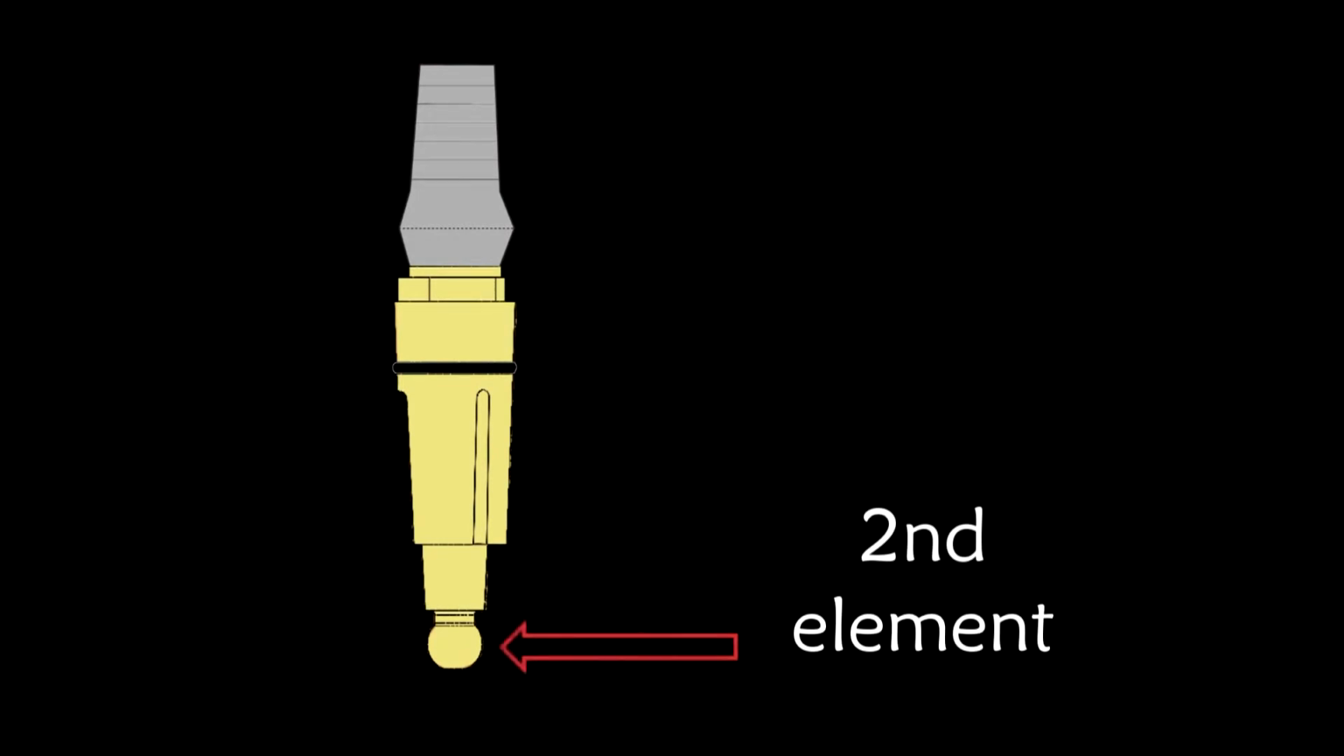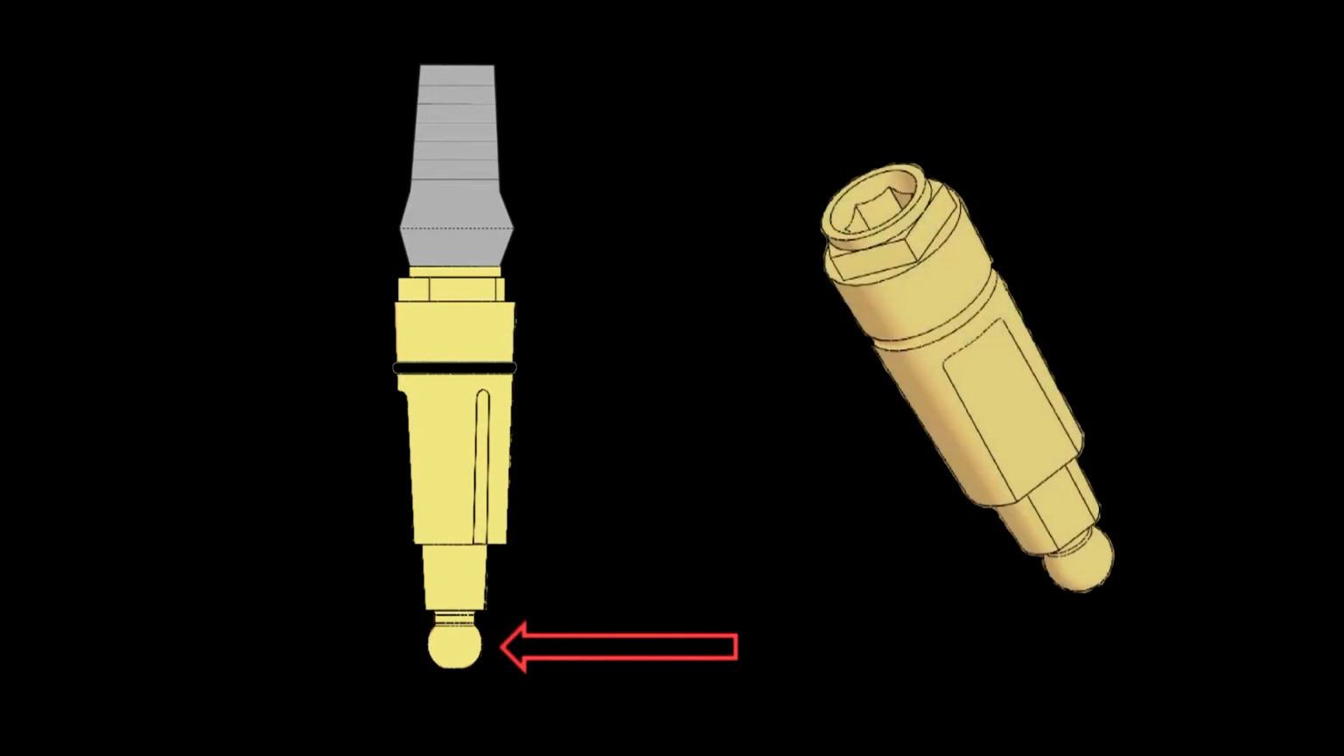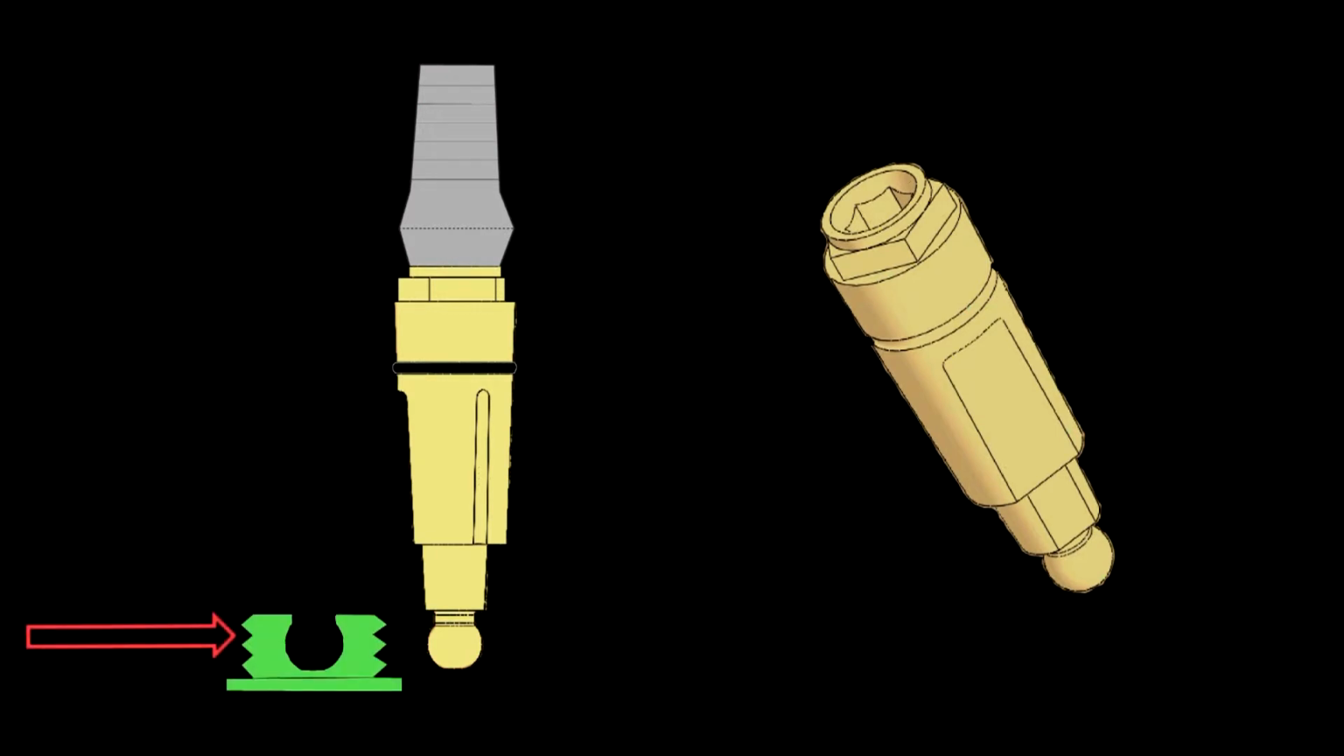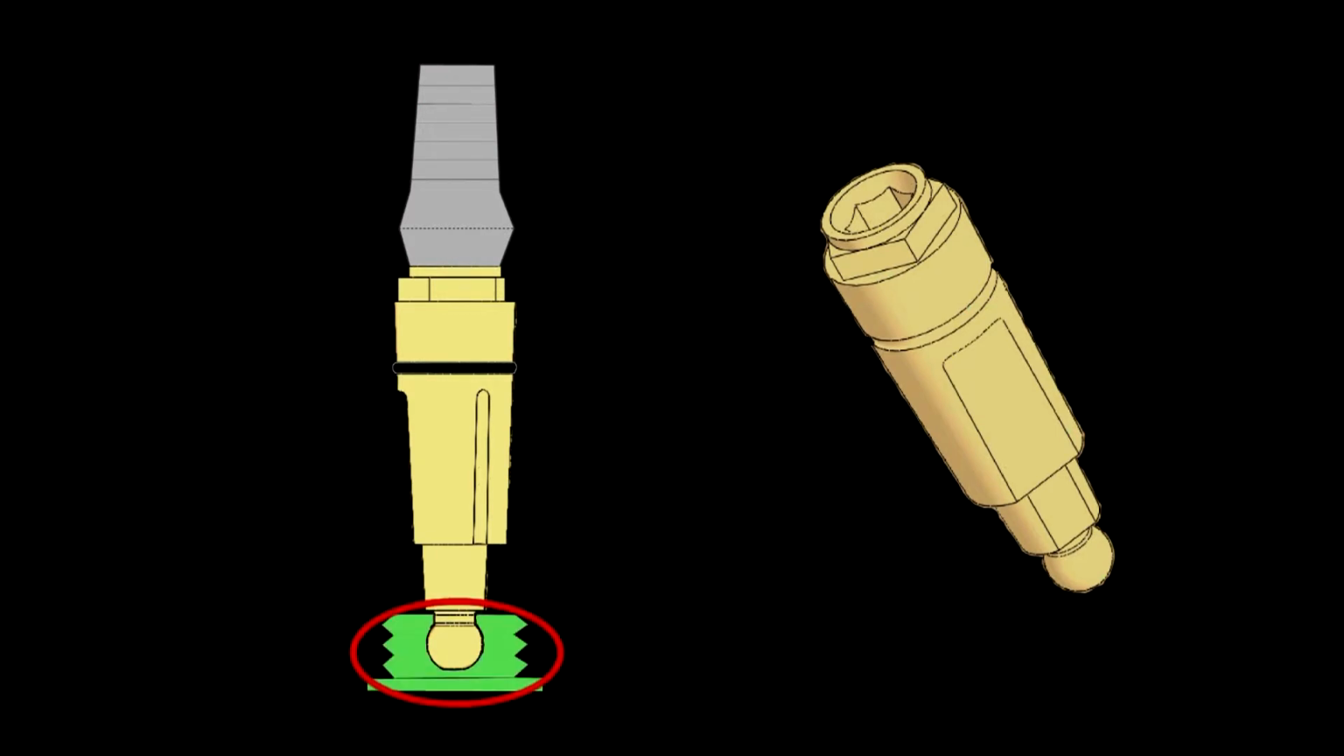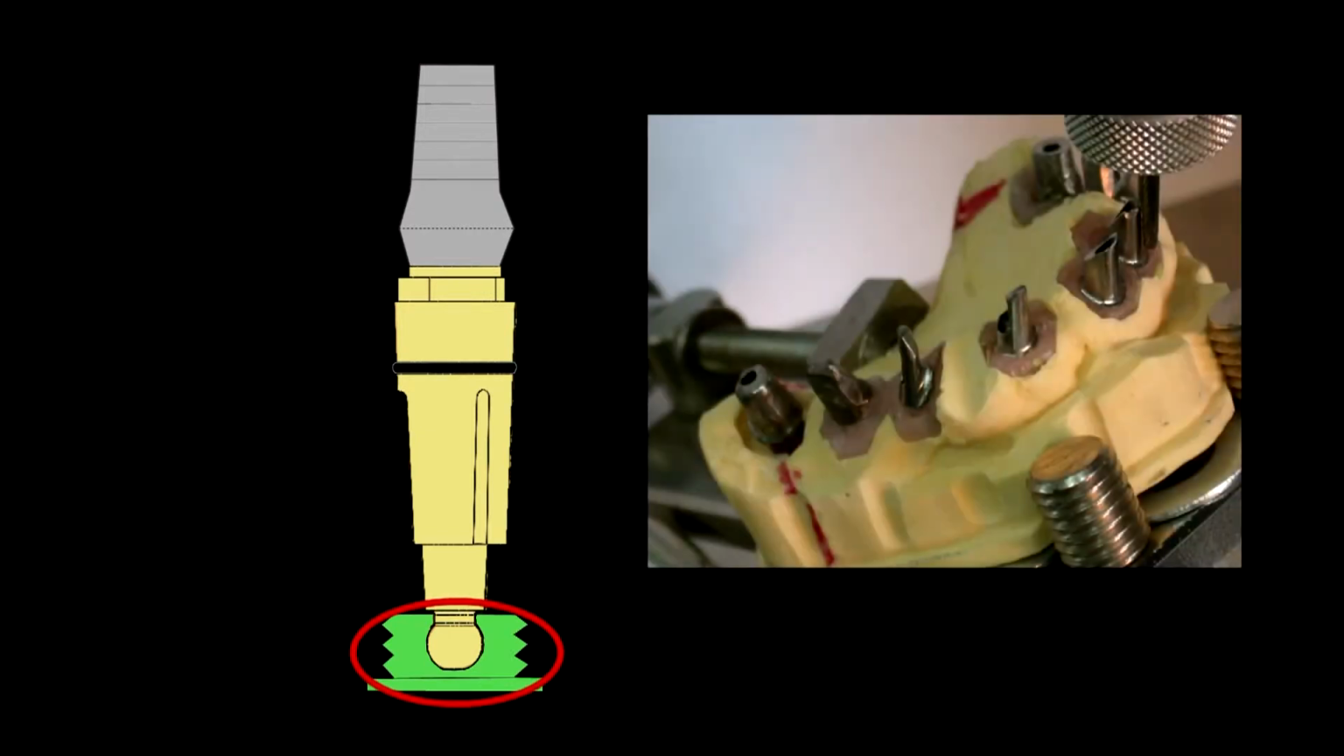The second element that provides stable fixation of the analog is a spherical attachment made as a lock. At the apex of the analog, there is a special spherical ledge. This ledge snaps into a corresponding nylon cap, which after casting of the stone model is extracted and placed back in case of the need to strengthen the stabilization of the analog, for example during abutment milling.